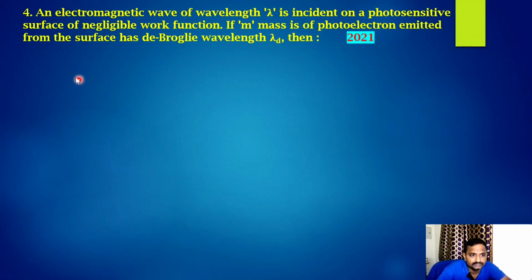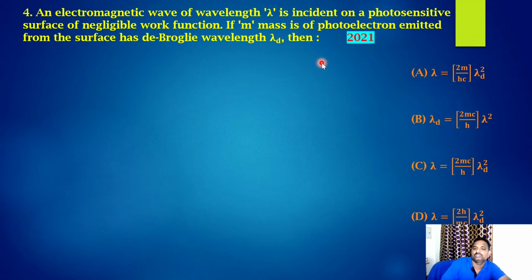Here the fourth question. An electromagnetic wave of wavelength lambda is incident on a photosensitive surface of negligible work function. If a photoelectron of mass m emitted from the surface has de Broglie wavelength lambda suffix d, then... it was given in 2021. Here we have options in terms of the given wavelength and de Broglie wavelength. From the given options we have to choose the appropriate answer.